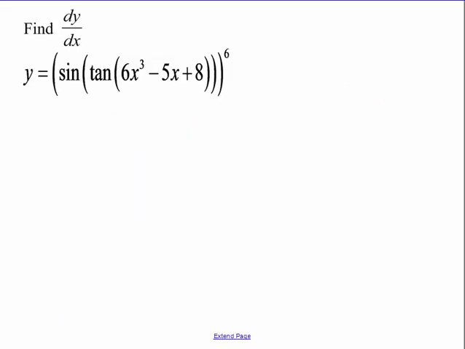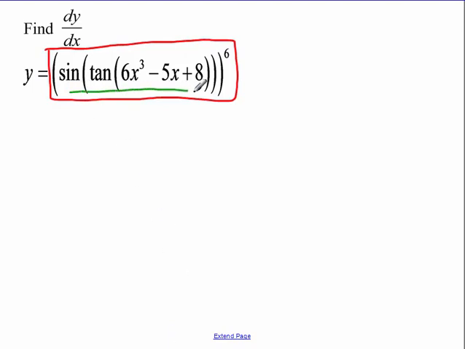Okay, in this example, we have a lot of chain rules going on. First we have the function of something to the 6th power. Then inside that function, we have the sine with a bunch of stuff going on. And then we have the tangent with another function inside. And our last function is the 6x cubed minus 5x plus 8. So remember, you work from the outside in.